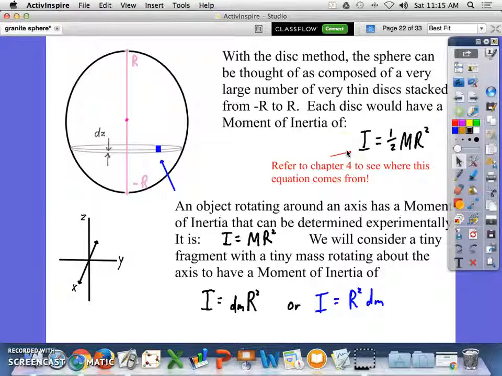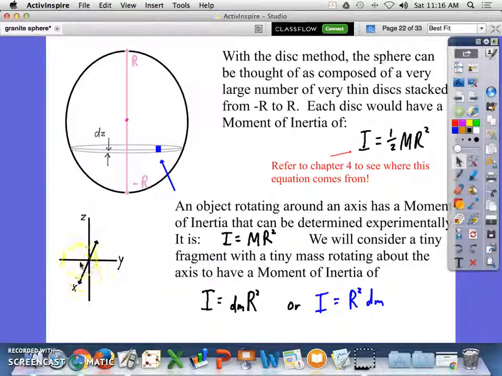So for now, that falls out of the sky or is determined experimentally, but I'll show you in chapter 4 how we can actually derive that using calculus. Or I should say, obtain that using calculus. An object like this one, that is rotating around an axis this way, has a moment of inertia that can be determined experimentally. It is I equals mr squared. We will consider a tiny fragment with a tiny mass rotating about the axis to have a moment of inertia of I equals dm times r squared for a tiny piece.